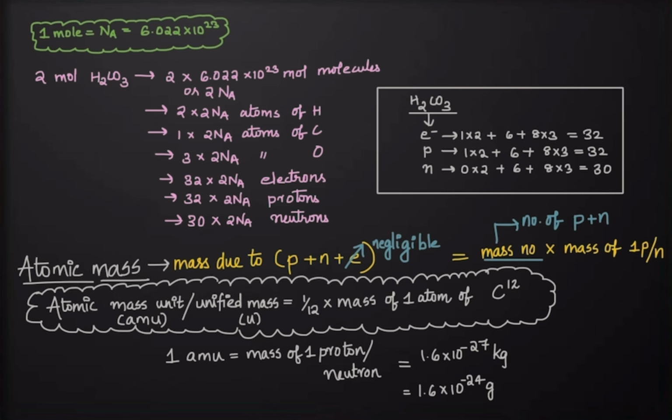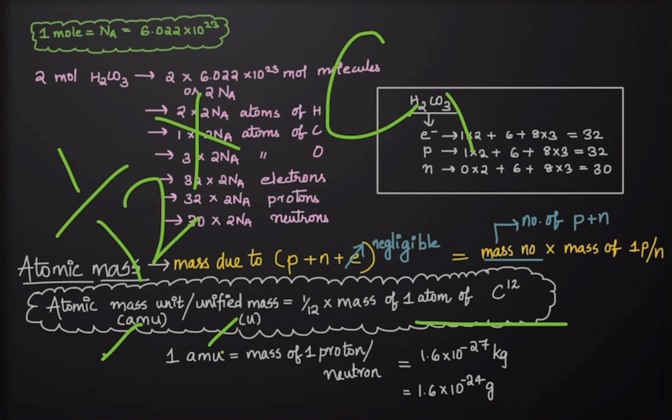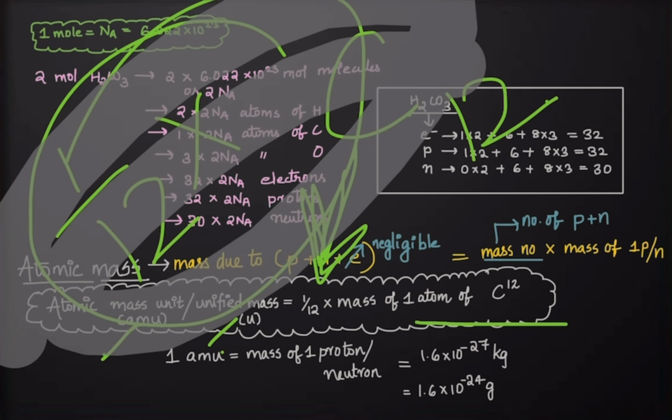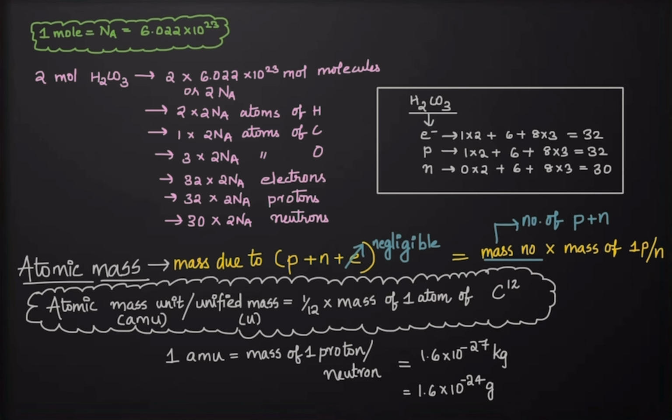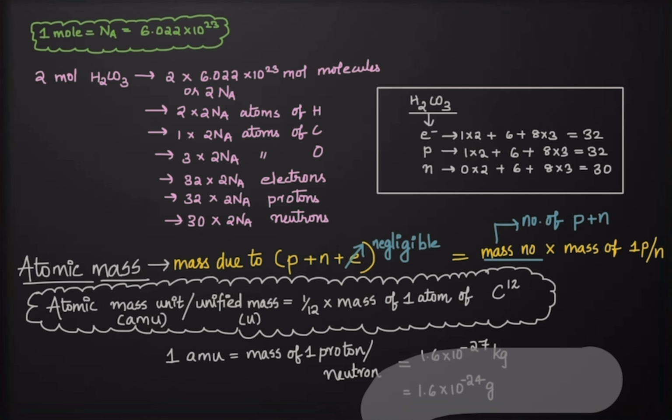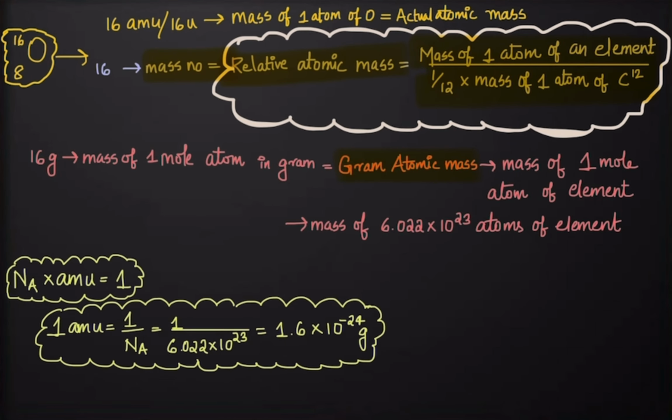And then atomic mass unit, AMU, or unified mass, is equal to 1 by 12 into the mass of one atom of carbon 12. That is, it is 1 by 12th part of the mass of carbon 12 atom. Carbon 12 atom has some mass, and 1 by 12th part of that mass is 1 AMU. Okay, it's a definition for 1 AMU. The value of 1 AMU is 1.6 into 10 raised to minus 27 kilogram, which is equal to 1.6 into 10 raised to minus 24 gram.